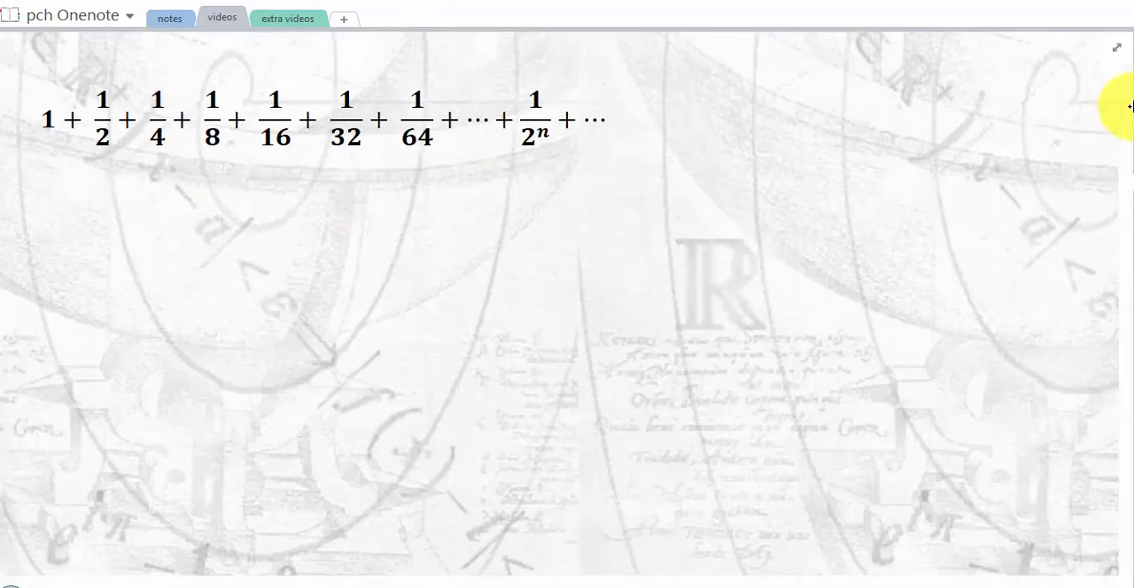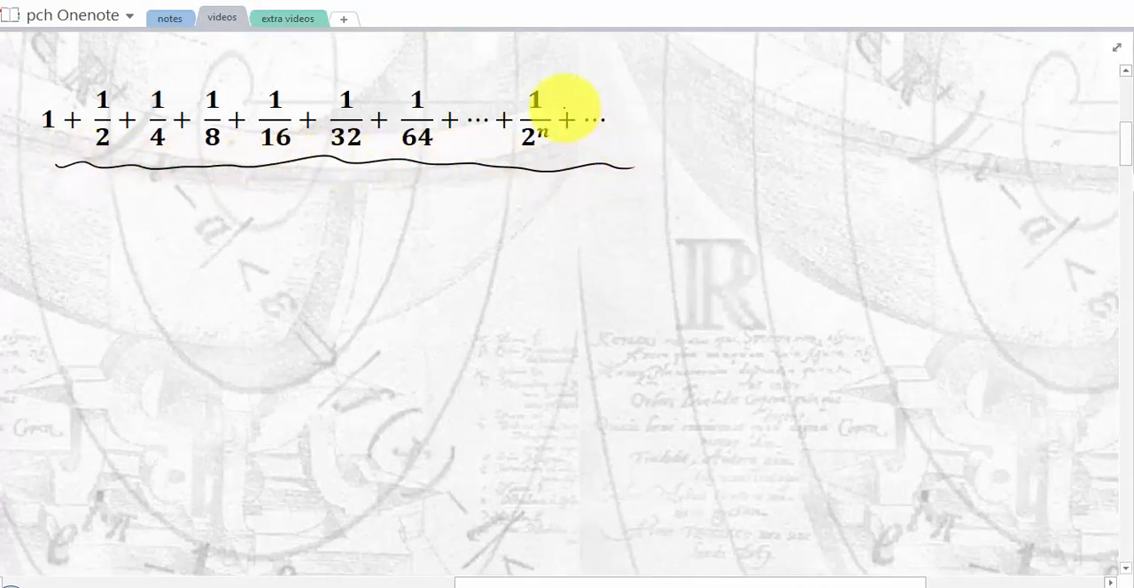While a series is an infinite sum, so if you take these terms and you add them all together like this, you find a series. Okay, so we're gonna have to try to understand what it means to add an infinite number of terms together. But that will come later. For now, we're going to focus on sequence.